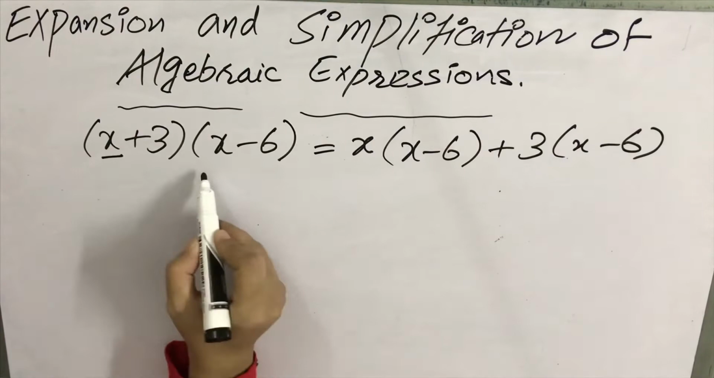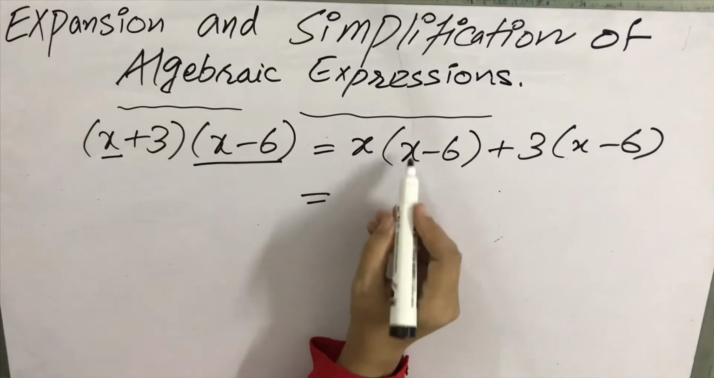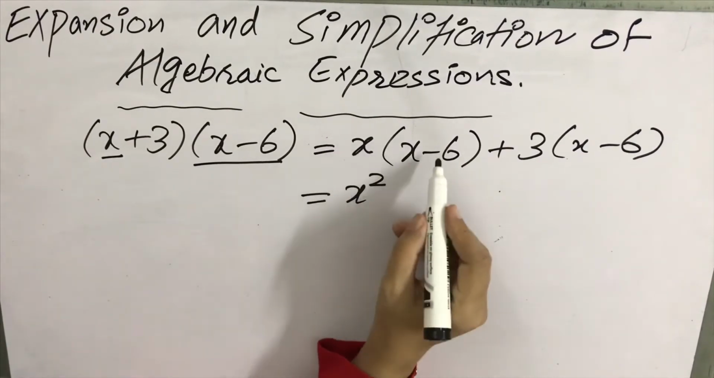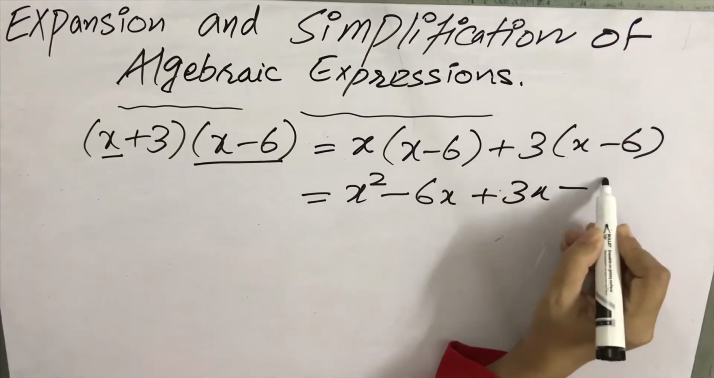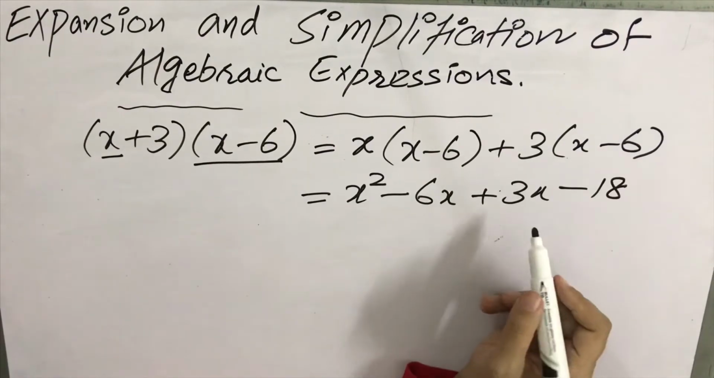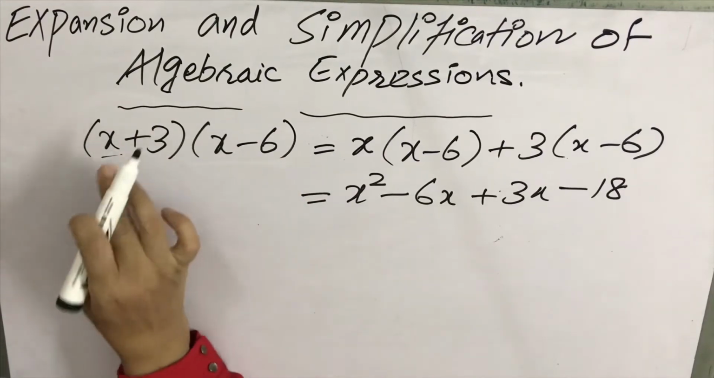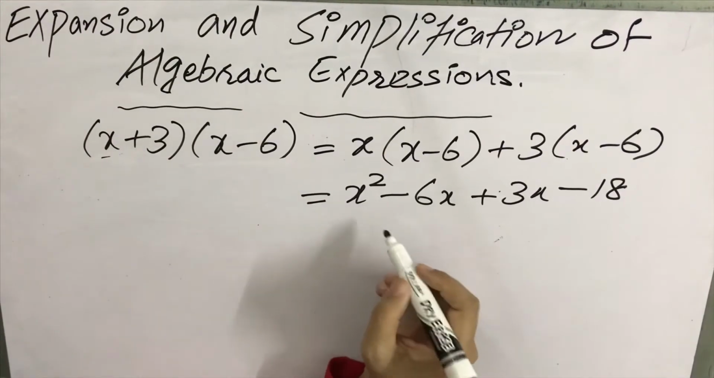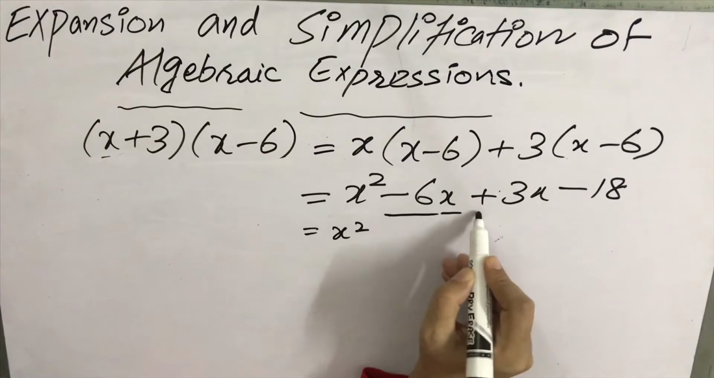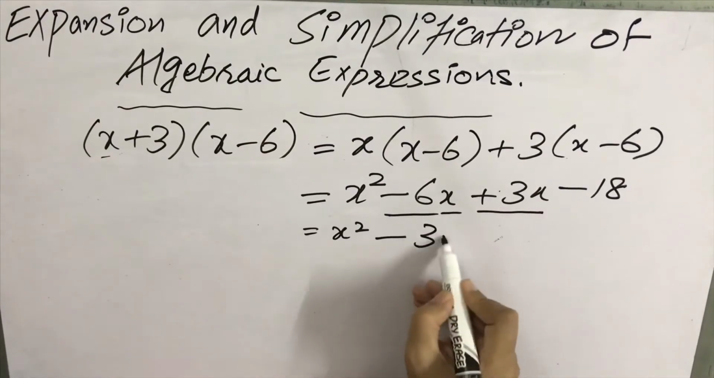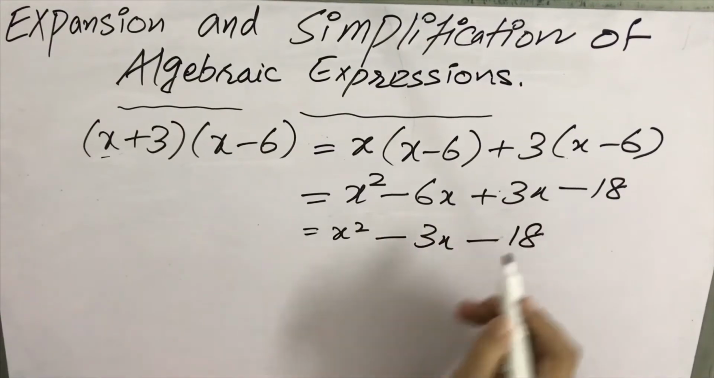You can see this x multiplied by the whole bracket plus 3 multiplied by the whole bracket, and when you open it, x multiply x is x square, x into 6 is minus 6x, plus 3 into x is 3x, minus 6 3s are 18. This is the expansion, means you have removed both brackets. Now when you have to simplify, you will arrange the like terms. It is already arranged, x square here, then 6x negative and 3x positive. You will have negative 3x, and 18 as a constant will remain as minus 18.